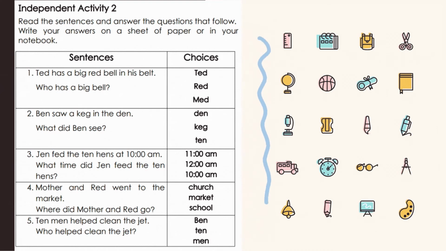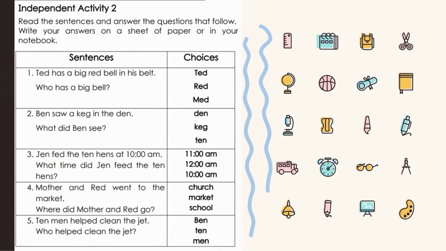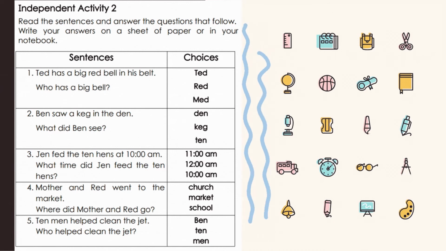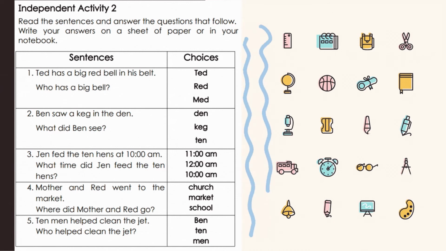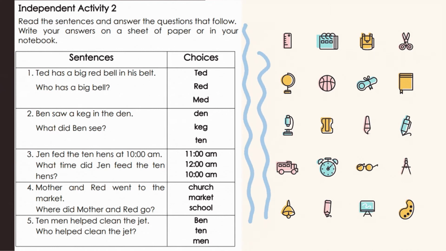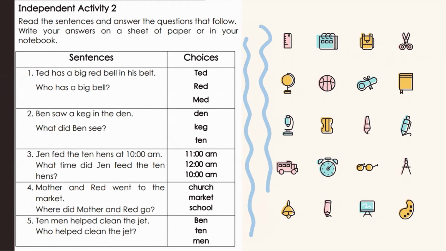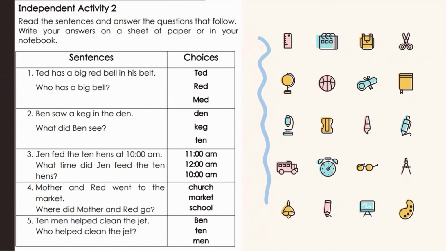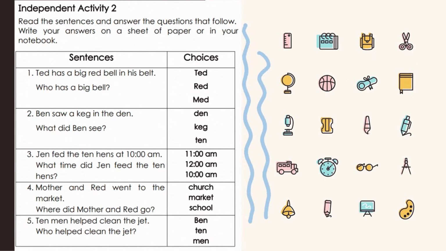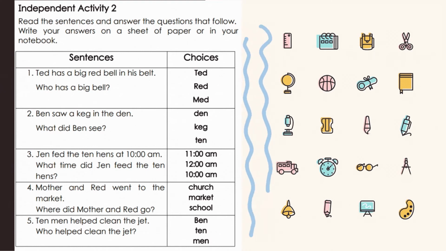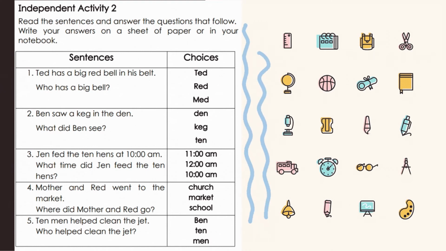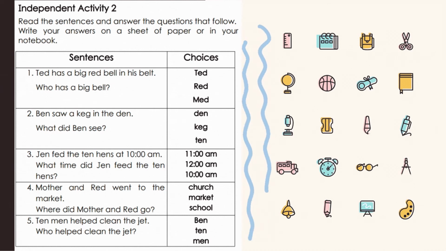Number 4, Mother and Red went to the market. Question is, where did Mother and Red go? Choices are church, market, school. Write your answer in your notebook. And number 5, 10 men help clean the jet. Question is, who helped clean the jet? Choices are Ben, 10, men. Write your answer in your notebook.